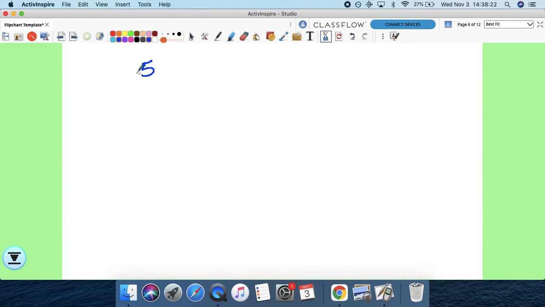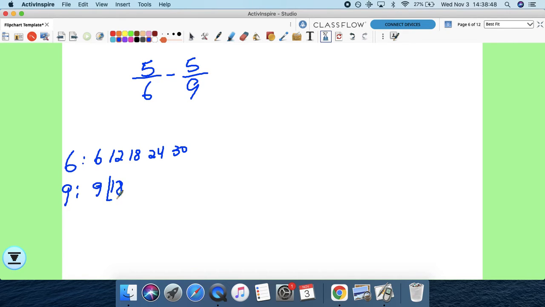12, 5 over 6 minus 5 over 9. And hang on, guys. Six, 12, 18, 24, 30, 9, 9, 18. Oops, we can stop right there. There's our magic number. So that's our denominator, 18. So I put 18 over here. 18 over here.